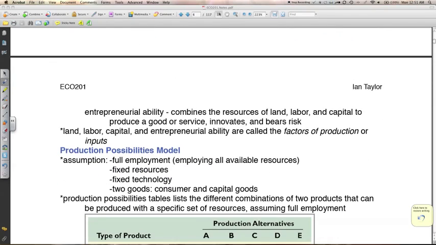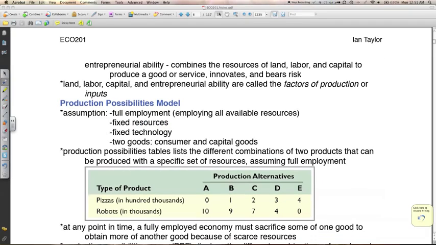And the last resource category is entrepreneurial ability. Now, entrepreneurial ability is important because it combines those resources of land, labor, and capital. It takes all of those and puts them together into an efficient process to produce that good or service. They're the innovators, and then they also bear the risk. So if they succeed, they'll also bear the profits.